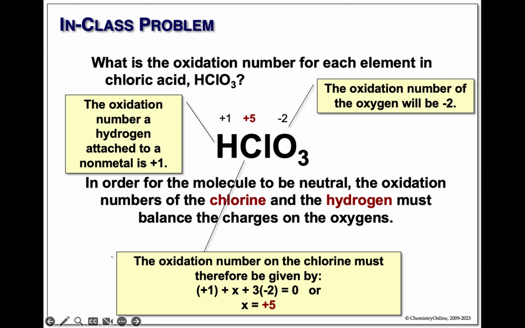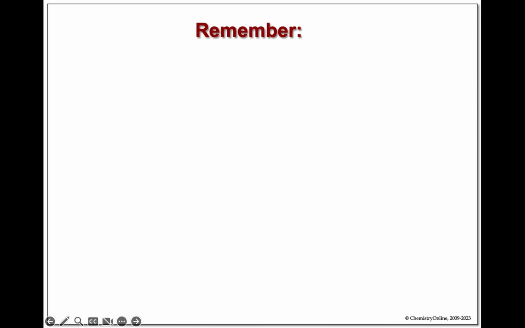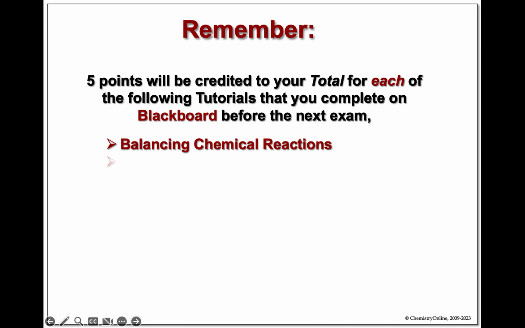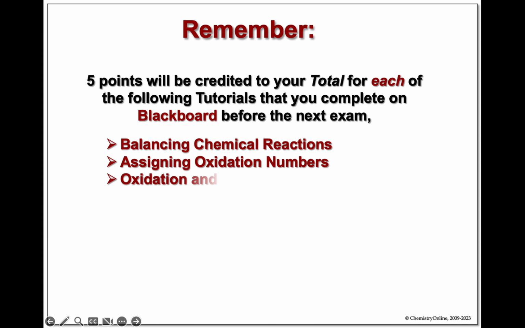All right, we made it through the chapter. Today we had 3 tutorials: balancing, assigning oxidation numbers, and oxidation reduction reactions. Again, it's 5 points for every one that you do, up to 5. Now, I always say do your tutorials, right? Some of you learned the lesson on exam 1 that, gee, I wish I would have done more tutorials. There's a very, very good reason now to do your tutorials.